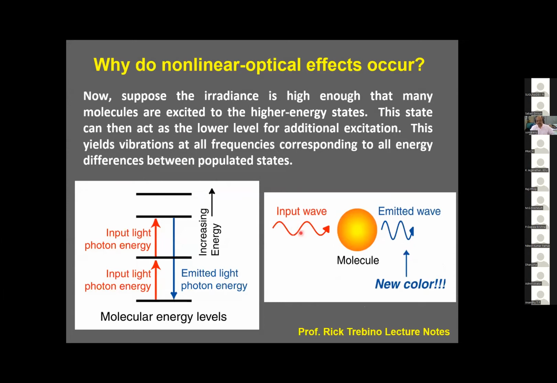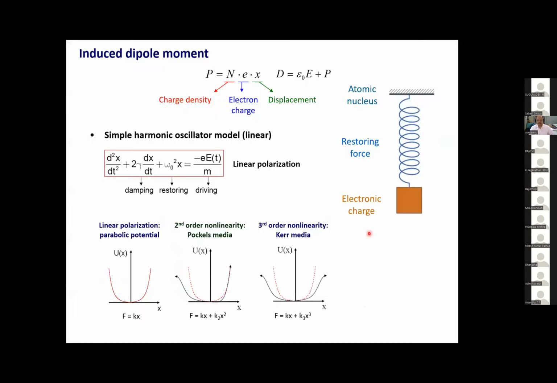In this case, you have an input wave and an emitted wave which is of a different color now. In the earlier case, the color did not change. In this case, the color changes, or the frequency changes. This is called nonlinear frequency conversion.